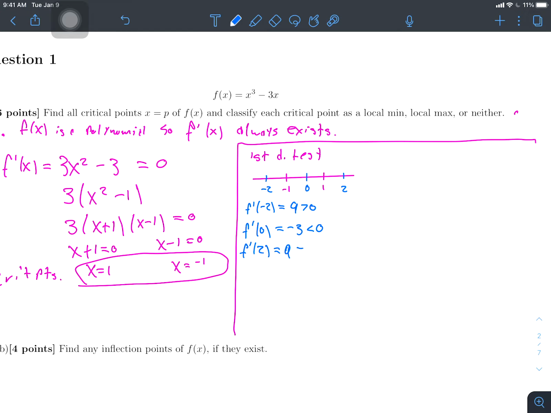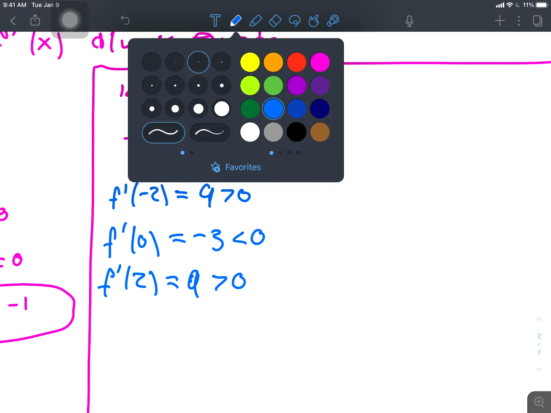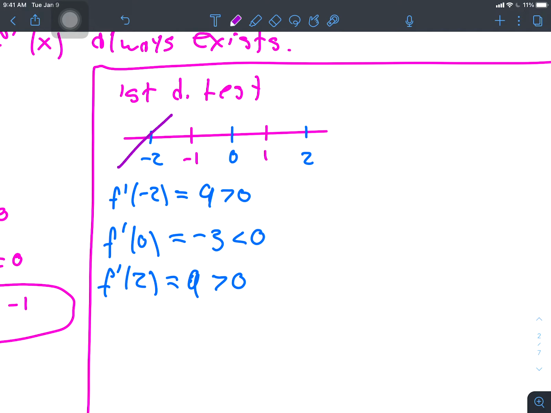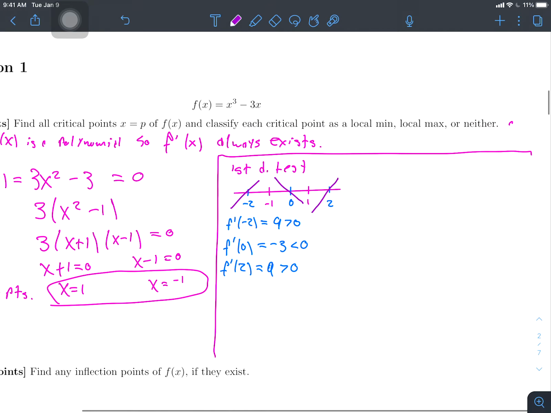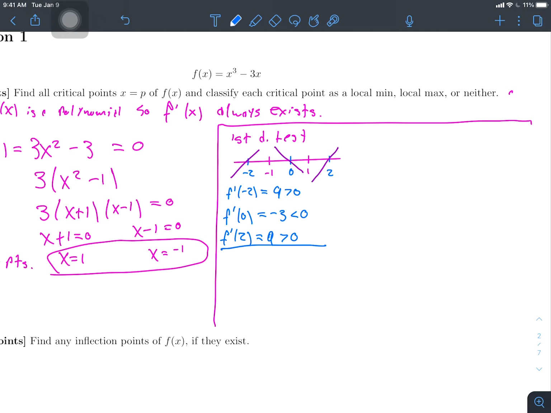I think I get 9. Okay, so the first derivative is positive, then negative, then positive, which tells me that the function is increasing, then decreasing, and then increasing. So by this logic, I can conclude that x equals -1 is a local max, and x equals 1 is a local min.